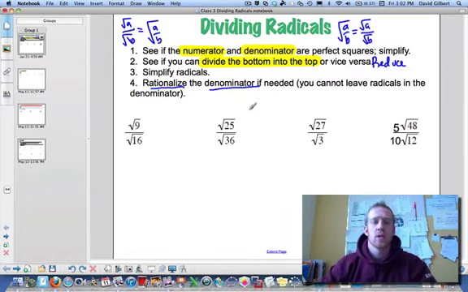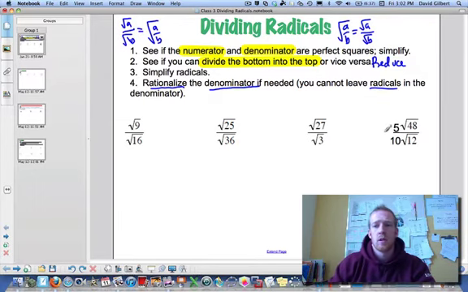which I actually have a special slide on, and we will talk about that. Basically, it just means you can't have a radical on the bottom. So these are all illegal if you simplify and still have a radical on the bottom. So let's get at it.